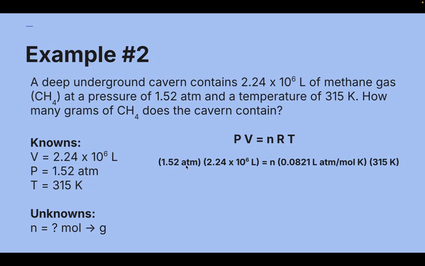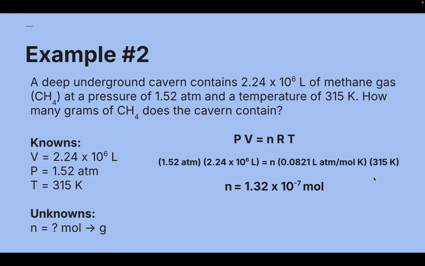Pressure, 1.52 atmospheres for P. My volume in for V. I'm solving for N. I have my gas constant in for R and my temperature in for T. I can solve for N, which comes out to be 1.32 times 10 to the negative 7th, rounded to 3 sig figs because all of my starting numbers actually have 3 sig figs this time.